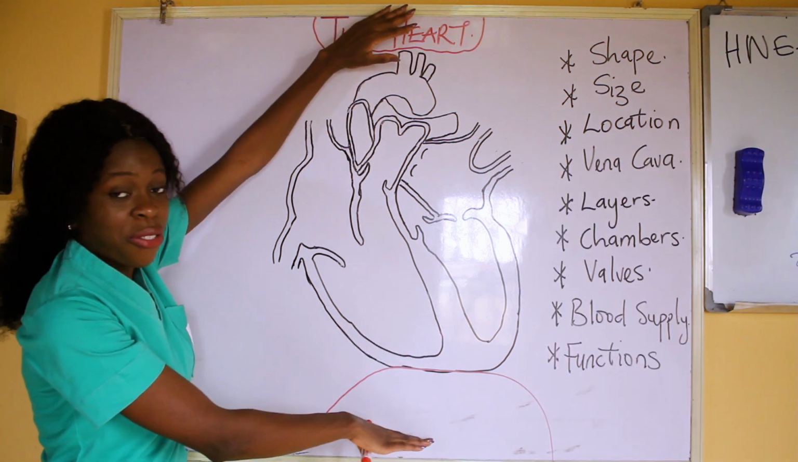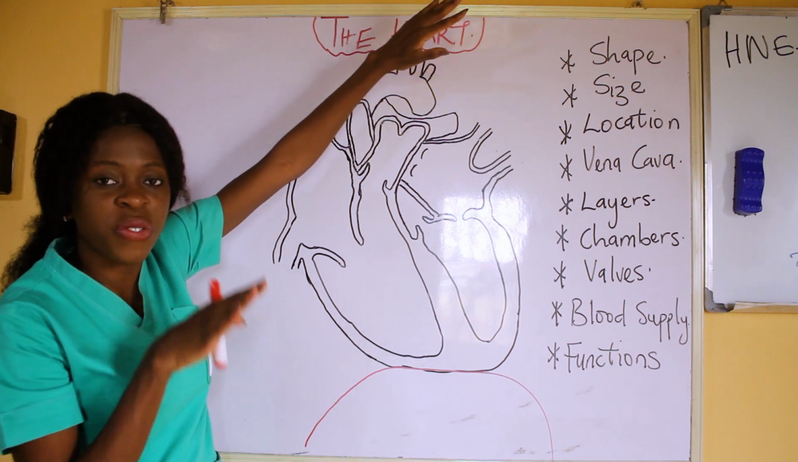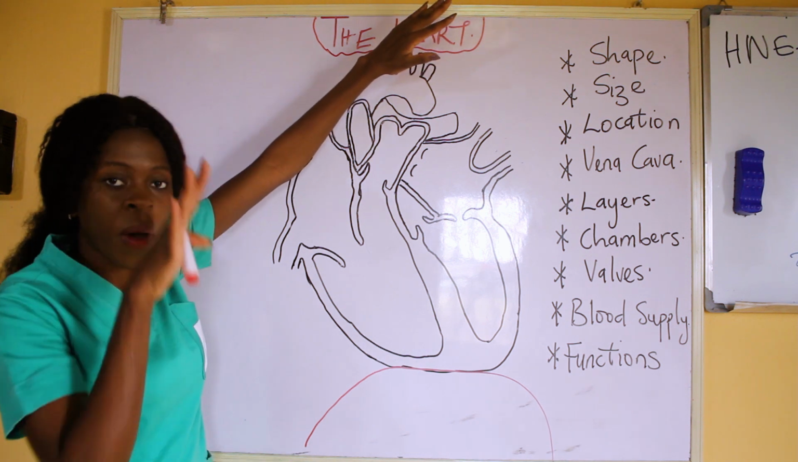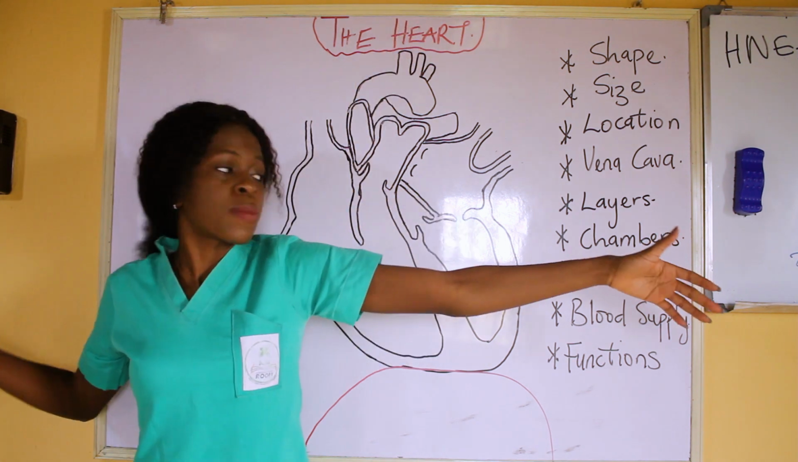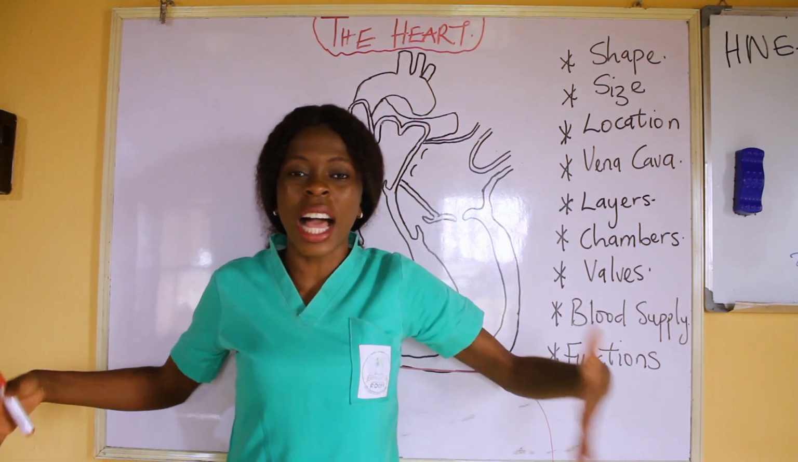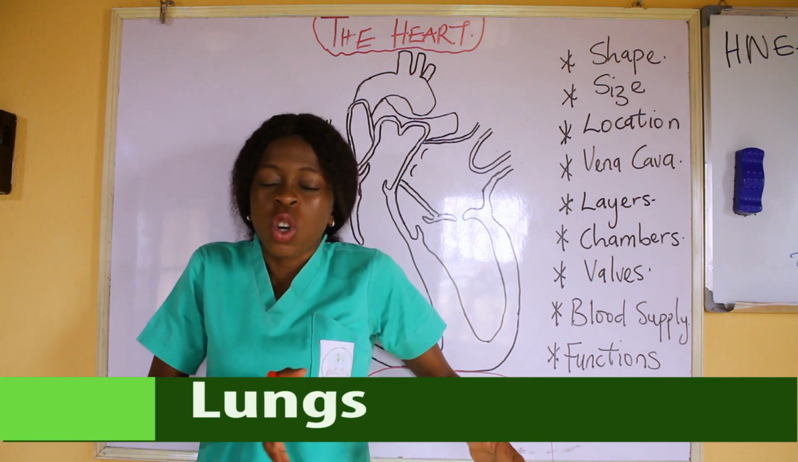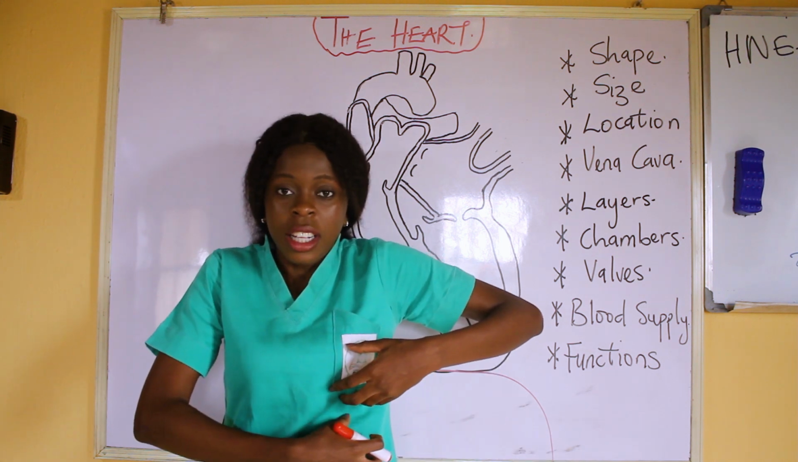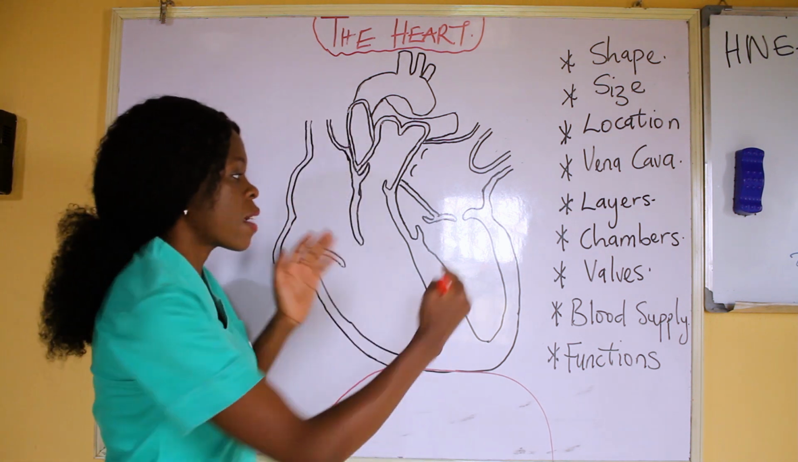Inferiorly, we have the diaphragm. Superiorly, we have the great blood vessels, such as your pulmonary arteries, your pulmonary veins, your aorta. Then laterally, that is by the two sides of the heart, we have the lungs, the right and the left lung. But the heart is closer to the left lung. That's why the heart is located here. It's closer to the left lung than the right lung.